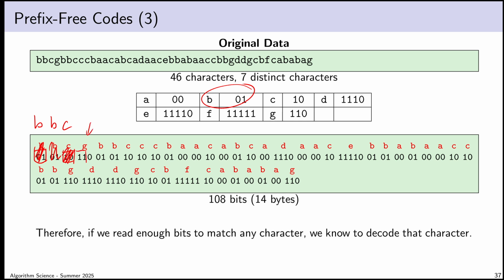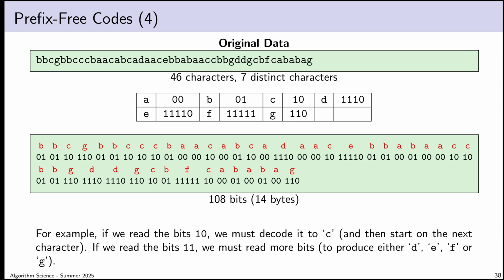So I just read the two bits 1, 1, but nothing in my table matches 1, 1. So I bring in a third bit, and I have 1, 1, 0. And I say, well, that matches up with G. So I have a G. And we're done. And you can see that by doing it this way, decoding is relatively painless. I just walk through from left to right. Once I find a character, it's locked in, and I'm never going to have to look at those bits again.